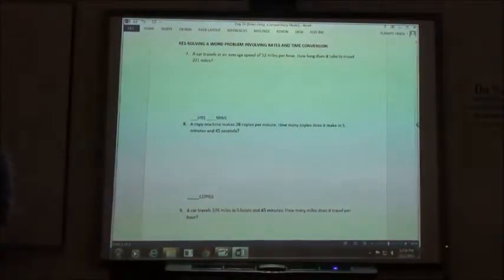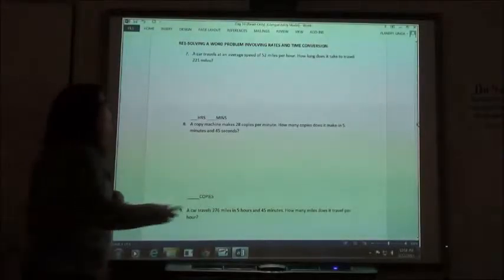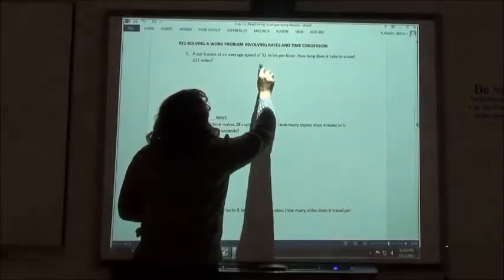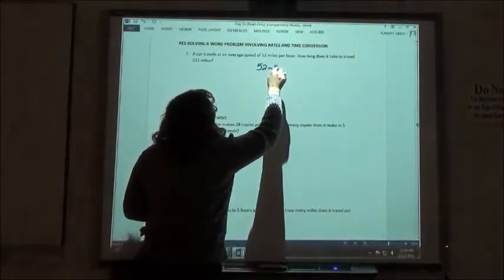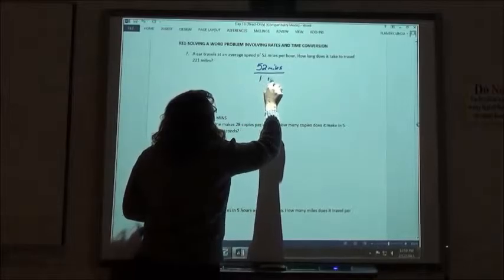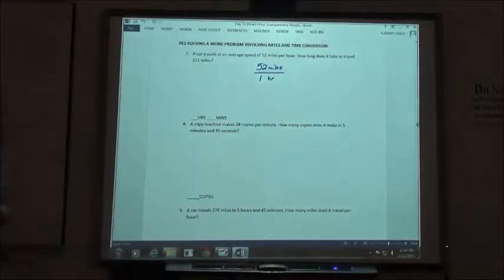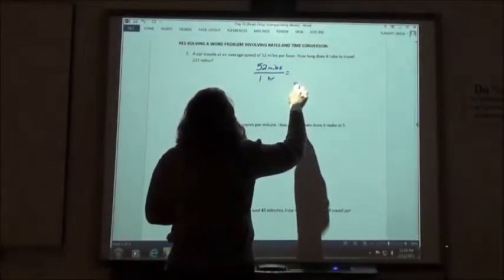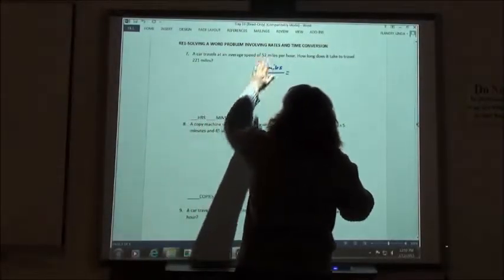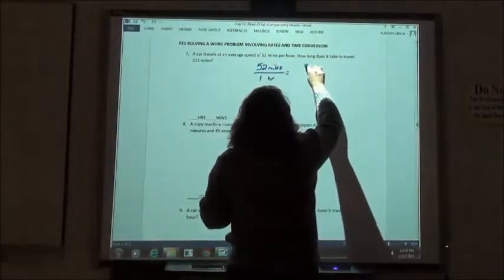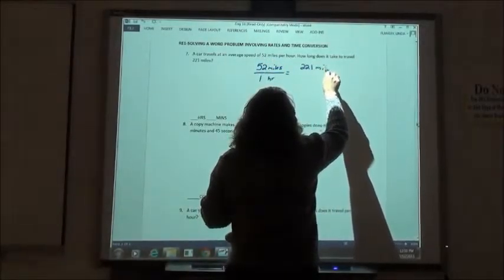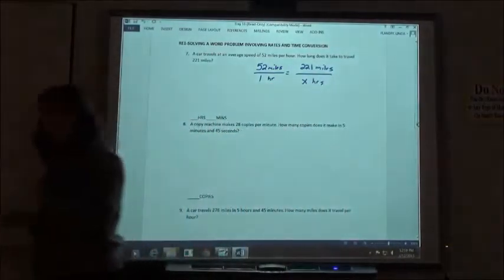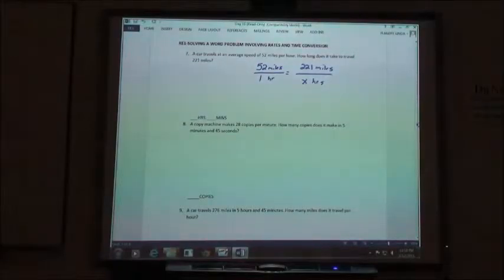So in order to set the problem up, you can do it as a proportion. This says a car travels at an average speed of 52 miles per hour, which means 52 miles in 1 hour, right? I go 52 miles in 1 hour. We want to know how long it takes to go 221 miles. Since my miles are on top here, I would want the 221 miles on top here, and I'm finding how many hours it's going to take me to do that. We did some proportions in that review section.